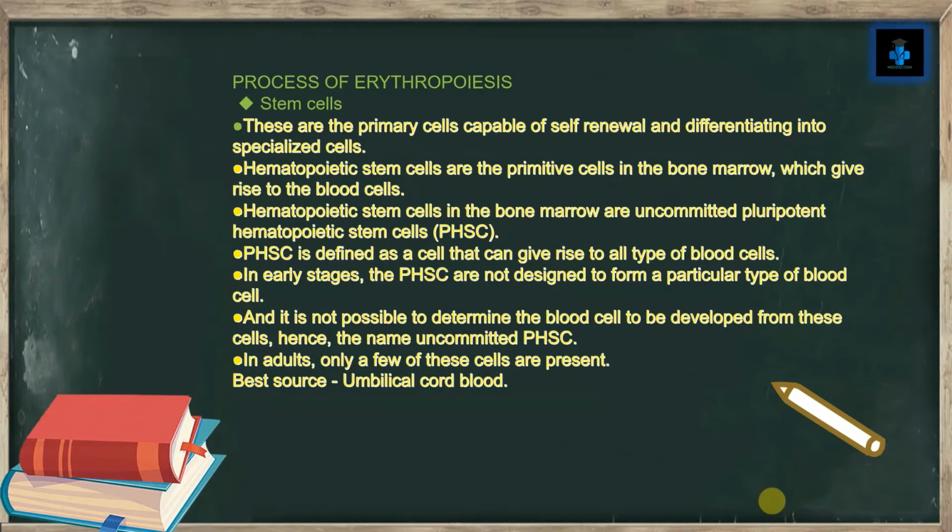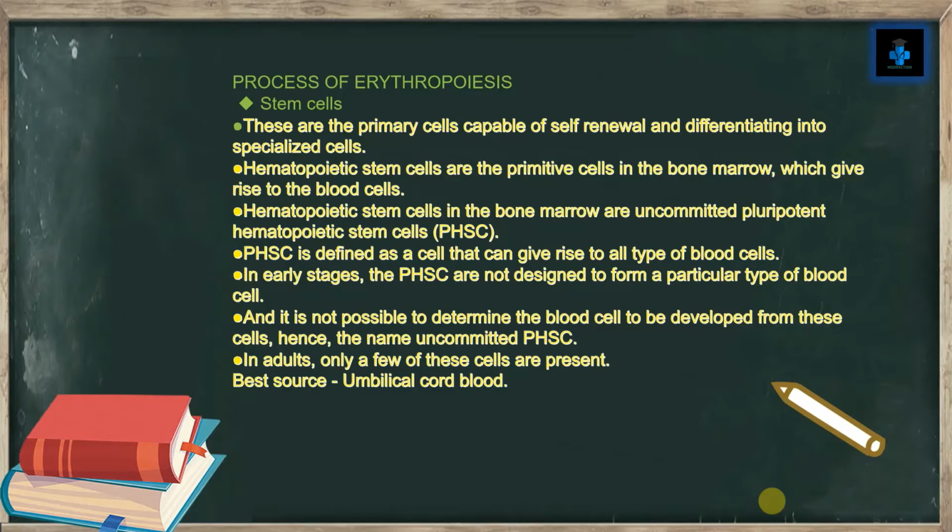Process of erythropoiesis. Stem cells. These are the primary cells capable of self-renewal and differentiating into specialized cells. Hematopoietic stem cells are the primitive cells in the bone marrow, which give rise to the blood cells. Hematopoietic stem cells in the bone marrow are uncommitted pluripotent hematopoietic stem cells. In short, we call them PHSC. PHSC is defined as a cell that can give rise to all types of blood cells.